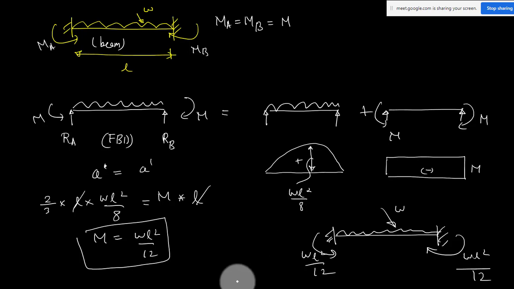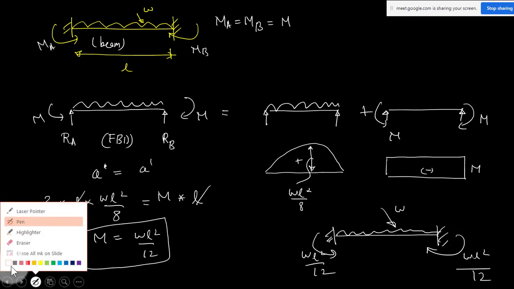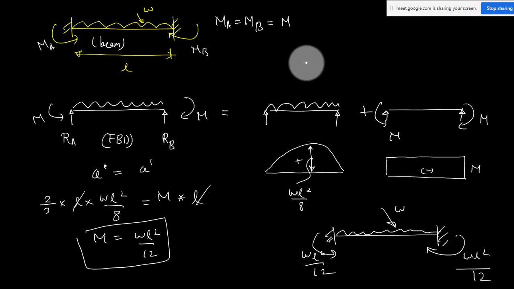So now to draw the moment diagram, again follow the same procedure. Draw the first moment diagram, simply supported beam with external load, and then draw the second moment diagram on the same side. This peak is WL square by 8, and this value is something lesser than WL square by 8, WL square by 12. Okay, so that is something like this. Finally, your net moment is only this much.